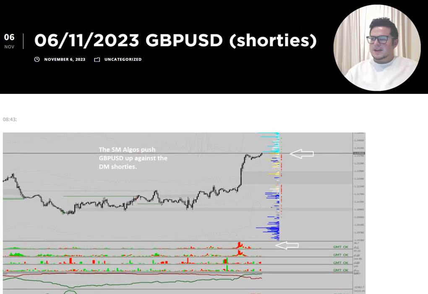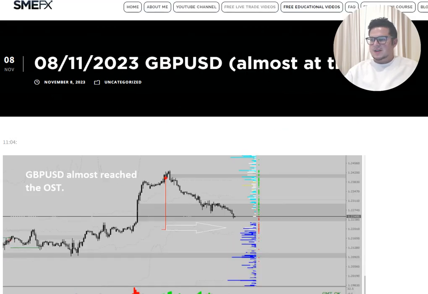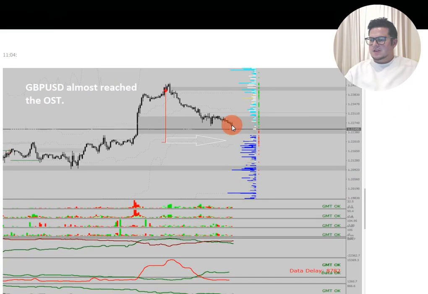Cable, so similar thing as so often, first went up against the dumb money shorties, going after them, taking the stop, and then we had the beautiful option strike target signal short. So that was one of the best trades this week, the short trade towards the option strike target. We also have the order gap zone on the way. Remember, order gap zones don't have the same weight as an option strike target.